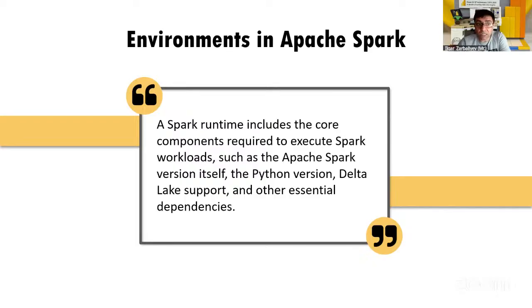In real-world organizations, however, not every project has the same requirements. One team may need a specific version of Python, another may require a particular machine learning package, while another might depend on specialized data processing libraries. That's where environments come in. An environment allows you to define a consistent and reusable Spark configuration. It specifies the runtime version that should be used, along with any additional libraries and dependencies required for a particular workload.